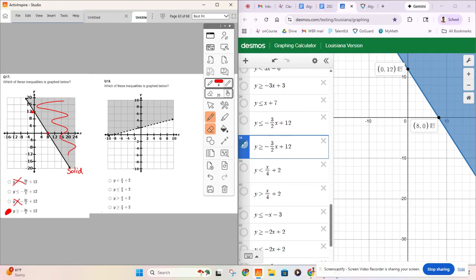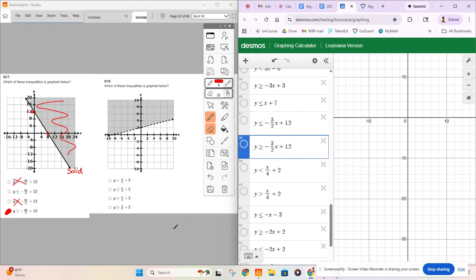Number 18, same thing. We're going to try to graph these. I can eliminate some options because I see that this is a dashed line. That means it can't be equal to. So I can get rid of this option and this option. Now I only have two options left to try.